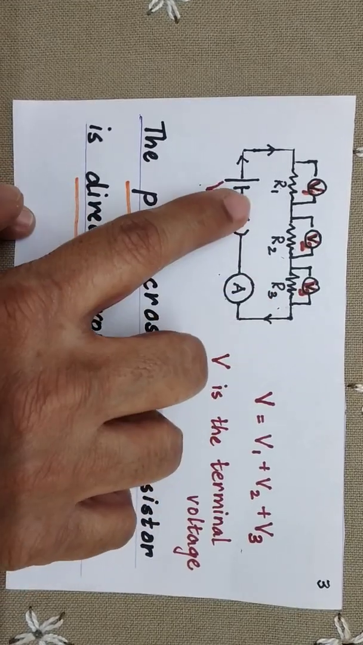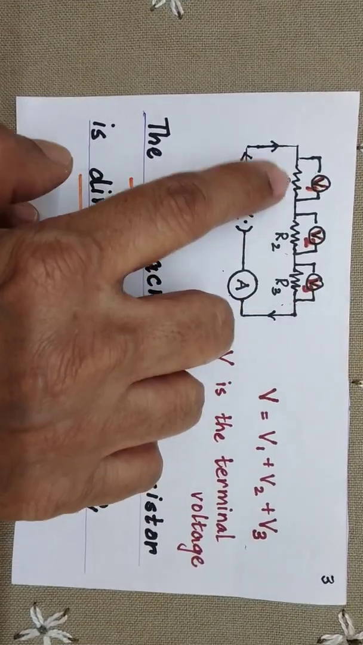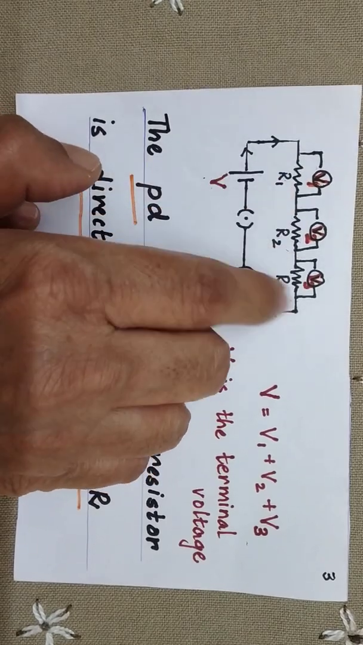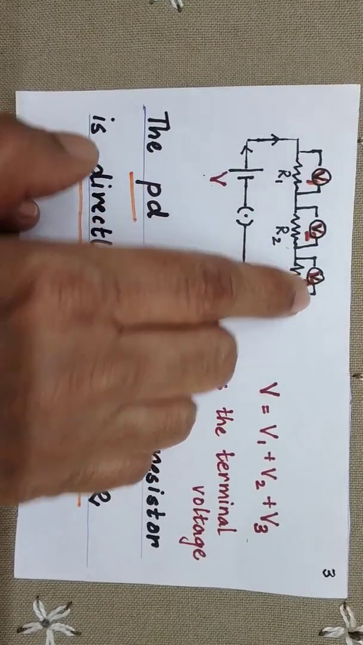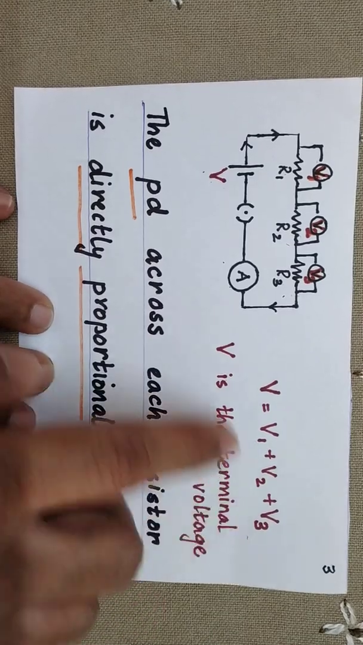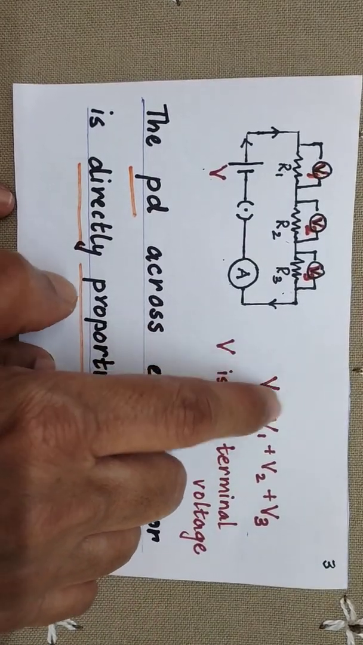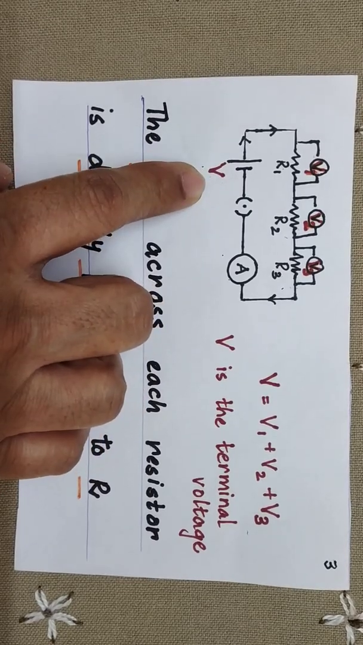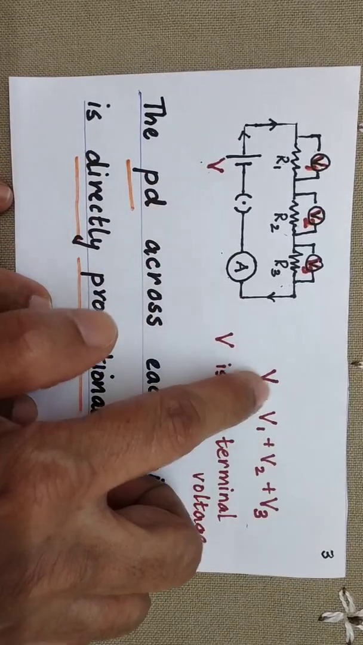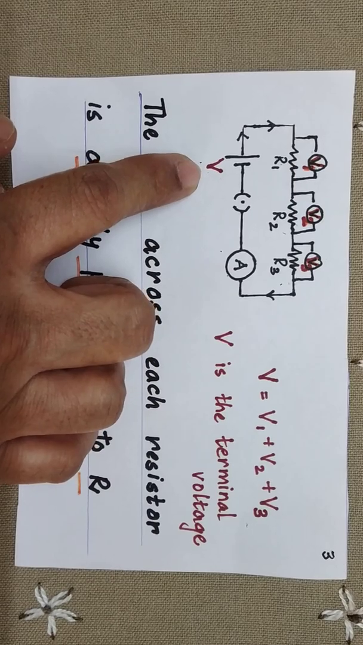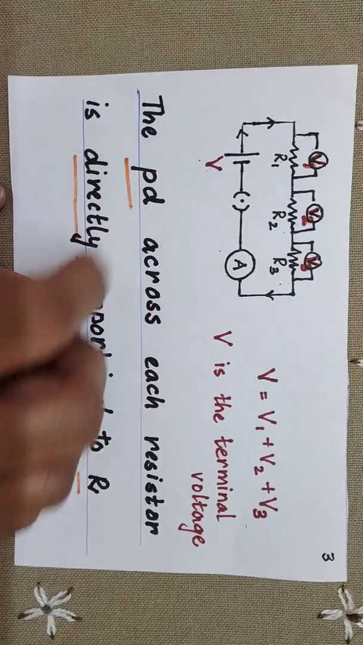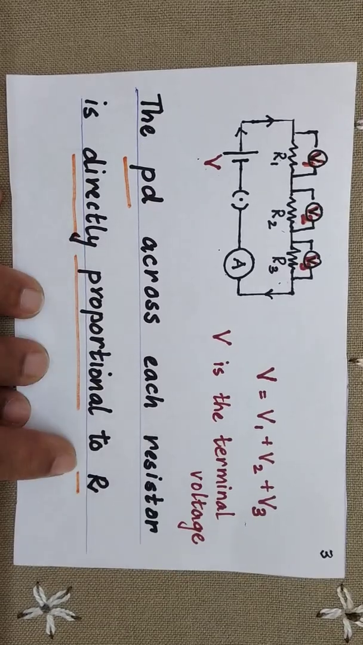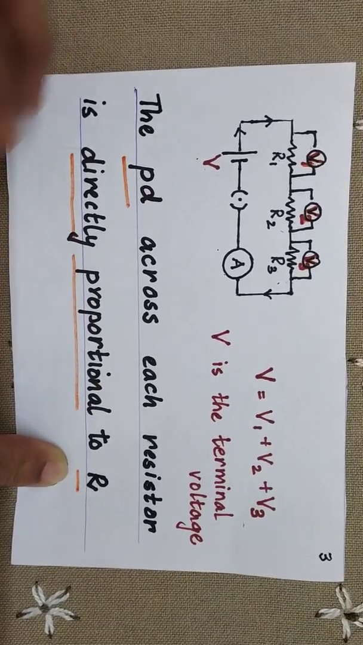And another important point you got to remember is when you add up the PD across R1, R2 and R3, that is V1, V2 and V3, you find that the sum is equal to the terminal voltage here. Is that clear? So you can say the PD across each resistor is directly proportional to R.